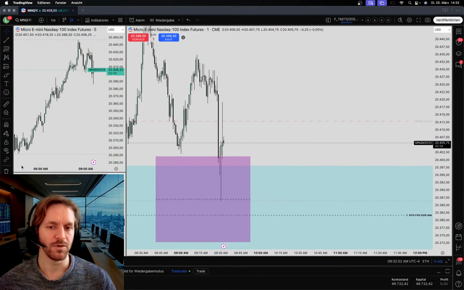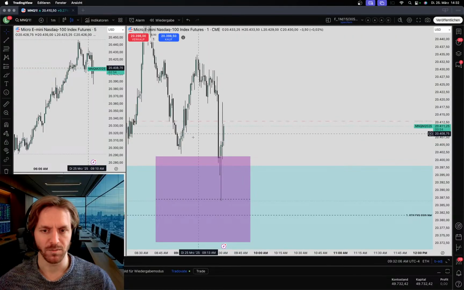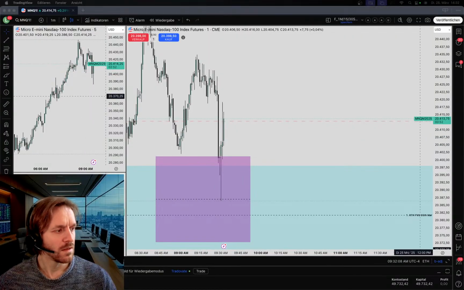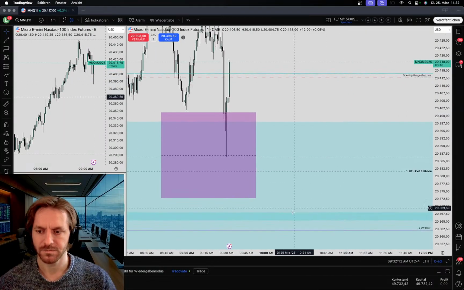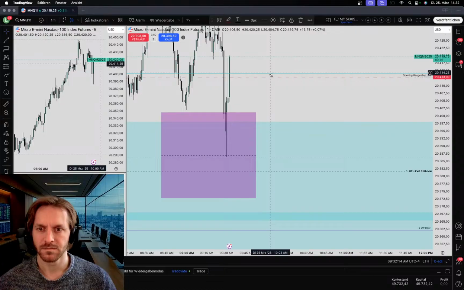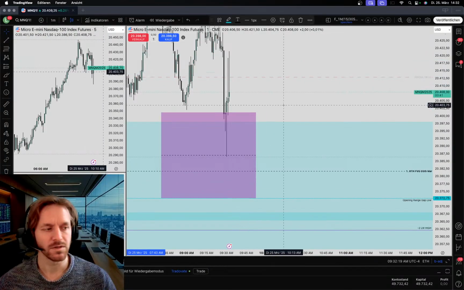Let's see how price is reacting. We do not have a fair value gap from the opening yet. We have this opening range gap. We'll go here.